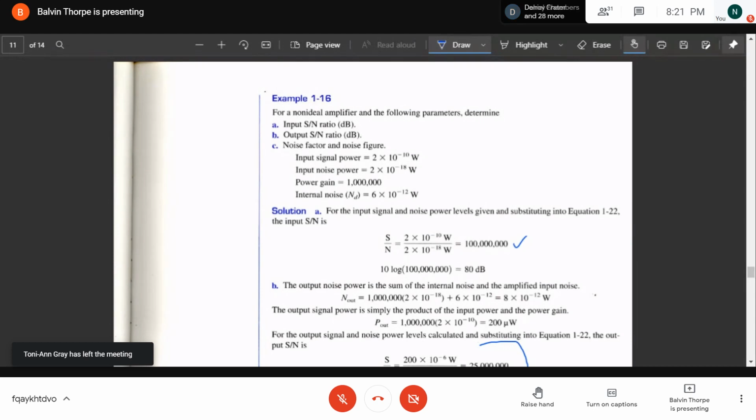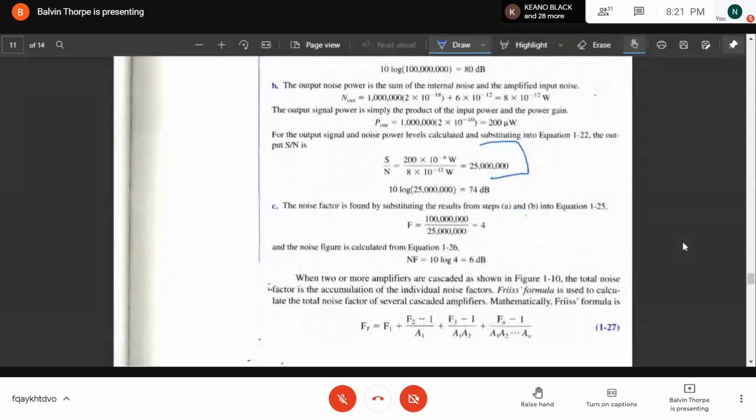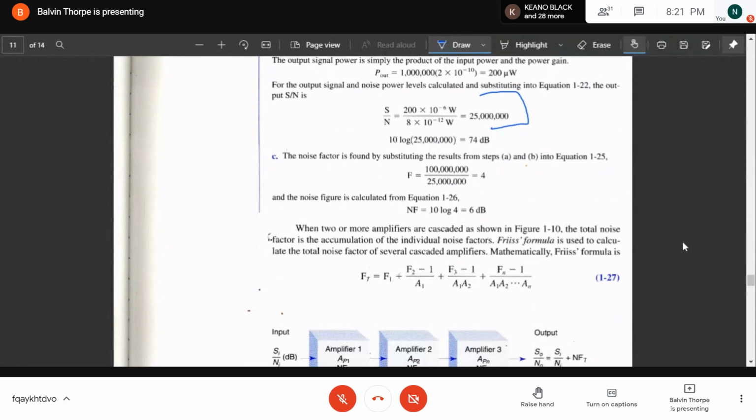So you realize that we would have calculated the noise factor, and because we converted the noise factor to decibel, that gives us the noise figure. All right. Any questions?